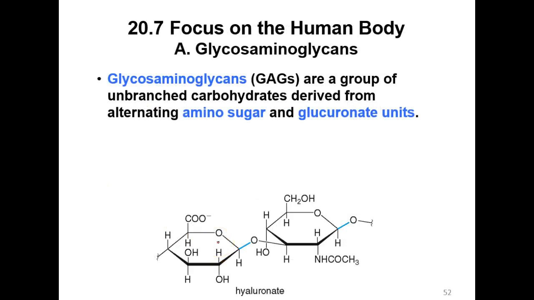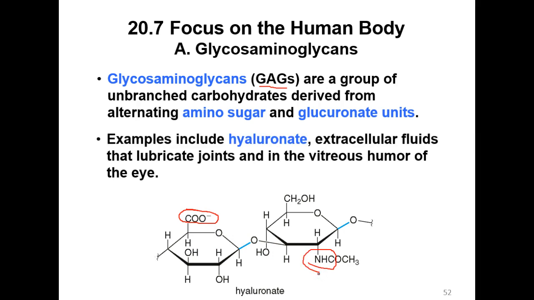Another form of sugars are sugars that have amine groups to them. They are called glycosaminoglycans, or GAGs for short. They are unbranched carbohydrates that are derived from amino sugars. And here is one example. You can see the sugar, but notice you have a carboxylic acid on one end, and then here's the amine group.